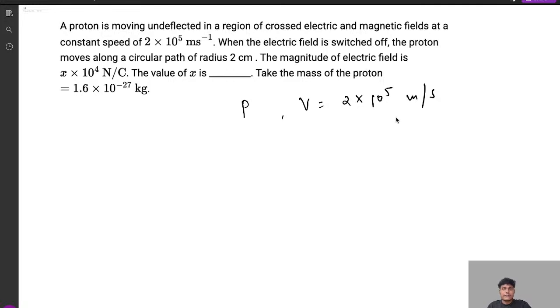Okay, when the electric field is switched off, the proton moves along a circular path of radius 2 centimeter. Means radius is equal to 2 centimeter of a circular path. The magnitude of electric field is x times 10^4. The value of x is. Take the mass of proton as 1.6 × 10^-27.